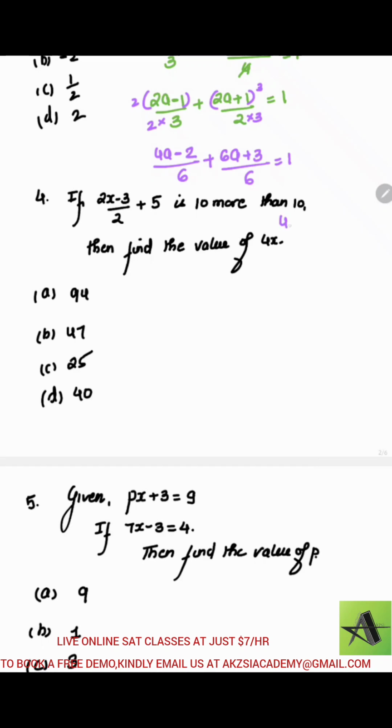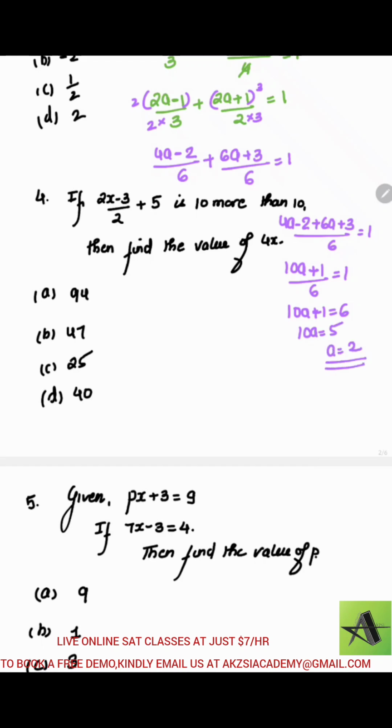Finally, we can combine the numerators as the denominator is the same. 4a minus 2 plus 6a plus 3 over 6 equals 1. Now 4a plus 6a is 10a, and 3 minus 2 is plus 1, over 6 equals 1. Multiply both sides by 6. 10a plus 1 is equal to 6. 10a is equal to 5 and a equals 1/2.